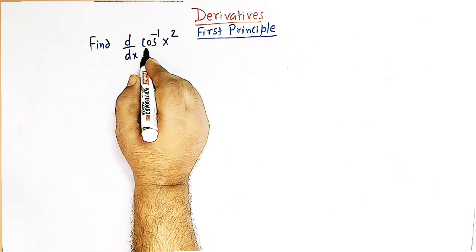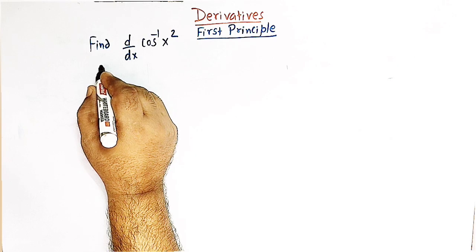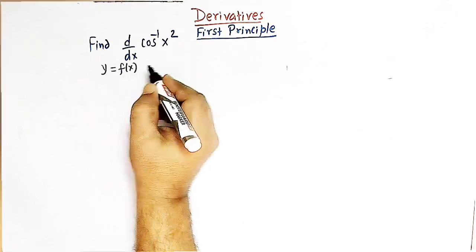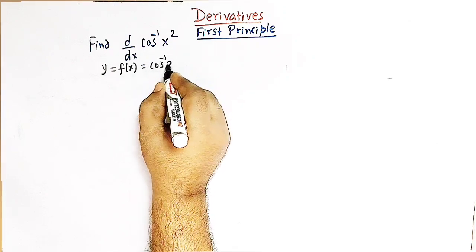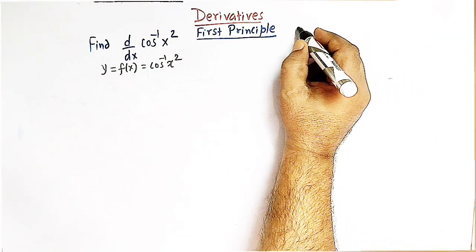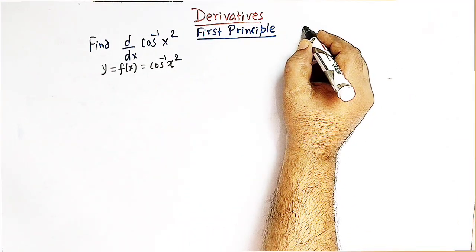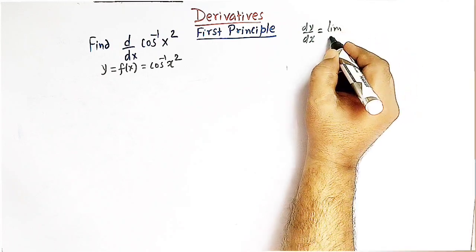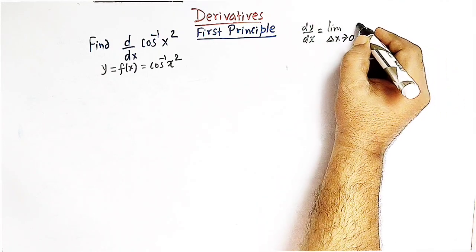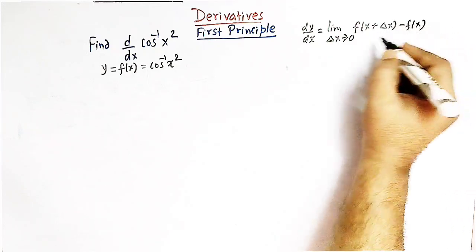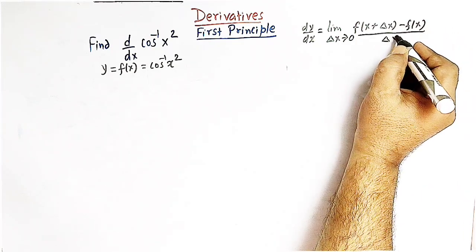So let us take this function cos inverse x square as y. That is, we can assume y is equal to f of x is equal to cos inverse x square, right? And from the definition of first principle, we know that the derivative of a function y with respect to x is given by this limit, that is limit delta x tends to 0, f of x plus delta x minus f of x divided by delta x, right?